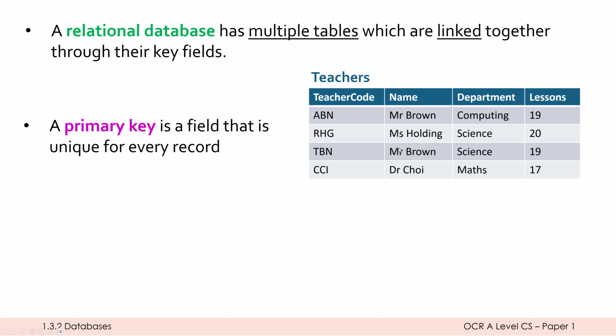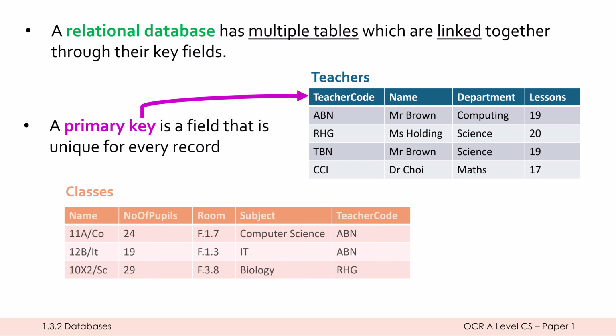And if you look at this table here, only teacher code is unique for every single record. So therefore, our teacher code has to be our primary key. And the person creating the database will designate a column as being a primary key, and it must be kept unique. Here is another table called classes, and we can start to see what it means to be linked together.